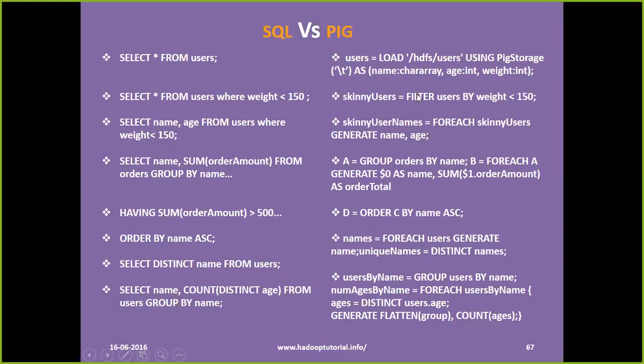Then on this skinny users, where we applied the 150 filter, I am selecting for each skinny users, generate name comma age, only those two columns. And here, if I apply some aggregate function, sum of order amount from orders group by name, we apply group orders by name, and for each A generate $0 as name and sum of $1.order amount.